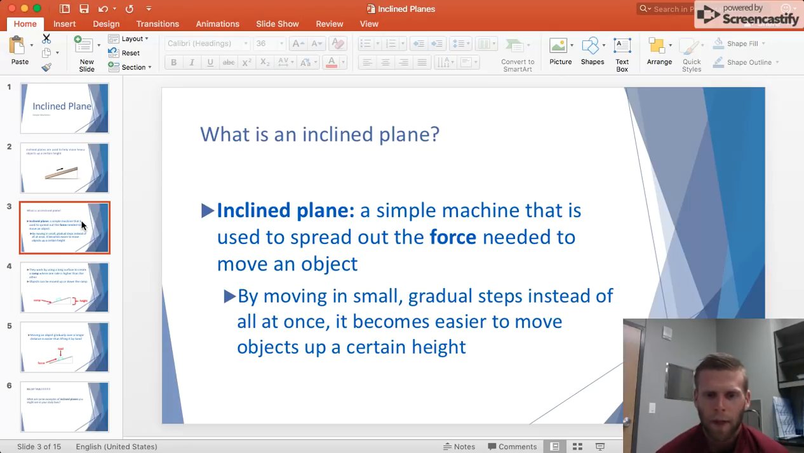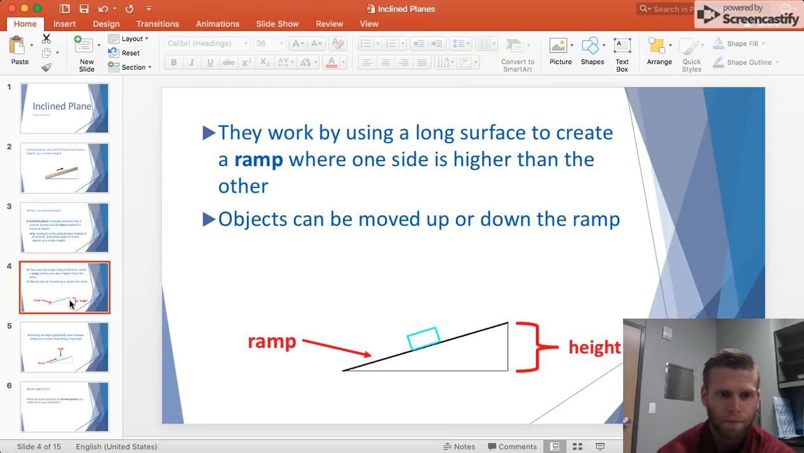It's used to spread out the force needed to move an object. By moving in small, gradual steps instead of all at once, it becomes easier to move objects a certain height. Even though you might be going to the same destination, you might not have enough force to reach that destination without an inclined plane. So you would use an inclined plane to get there a little bit easier. It might take longer, but you can still get there.